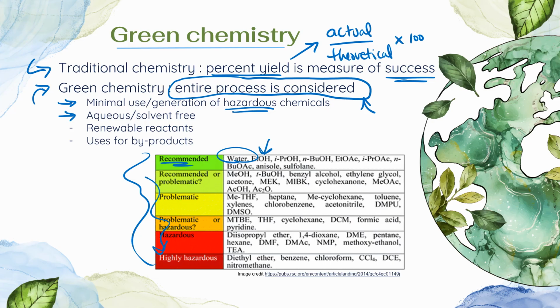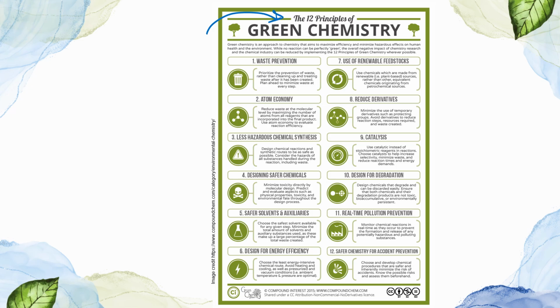As we go down, down, down, we get into stuff that we are hoping to not use. Diethyl ether and benzene and chloroform. These are things that are bad for us and bad for other organisms and the planet. We're going to try to use some renewable reactants so that we are not depleting resources. We're going to try to find some uses for byproducts so that we are not creating a bunch of waste. There are 12 important principles of green chemistry. When you start planning your scientific investigation, your IA for chemistry, try to incorporate as many of these as possible.